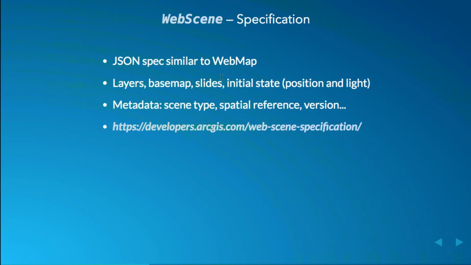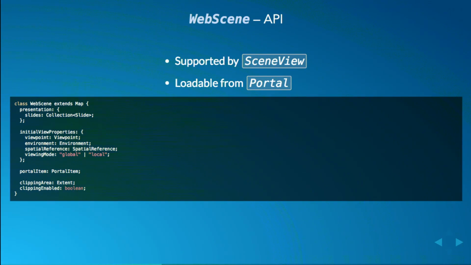So in terms of the API, the web scene is only supported by the scene view, right? You cannot use a web scene with a map view. That doesn't work. It's really a subclass of the map. So I'll show that here in this little snippet that defines kind of the interface of the web scene. And it's loadable from Portal. And I'll show also how this works.